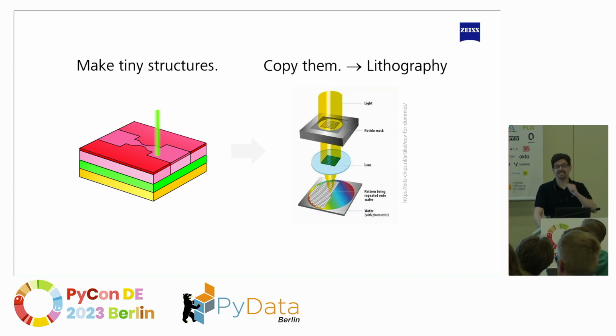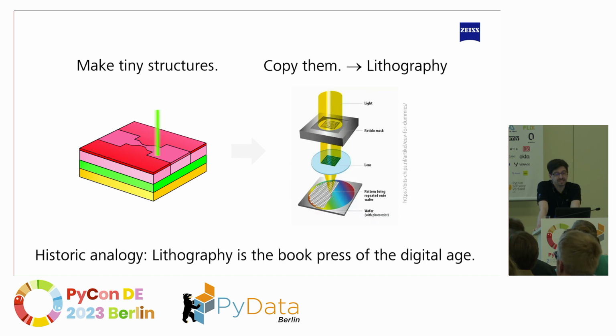It's basically like stamping. And to give you an analogy, this is really like the transition from handwriting to the book press, where you can make arbitrary many copies in almost no time. So lithography is really the key factor in making industrial scale computer chips. And this is then again where we come into play as an optics company.